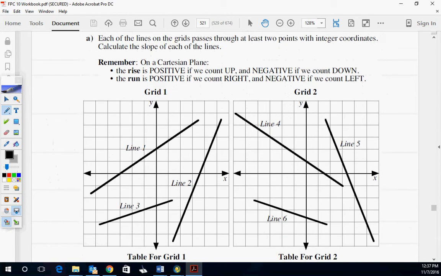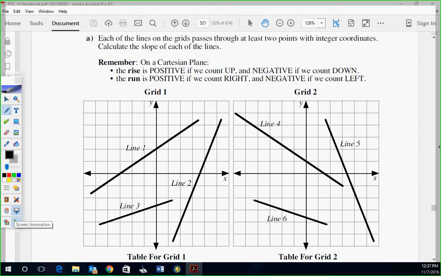Investigation 3. Each of the lines in the grid passes through at least 2 points with integer coordinates. Calculate the slope of each line. So remember, rise positive, we go up, negative, we go down. Remember, we're not going to do the right, left, we're just going to always go right.